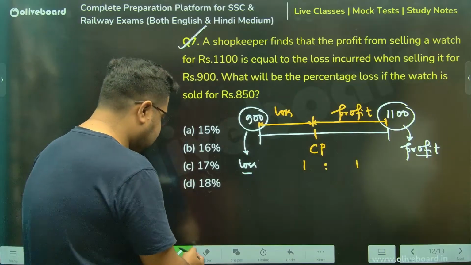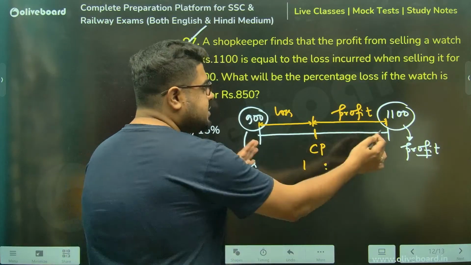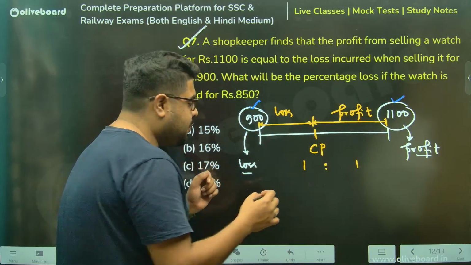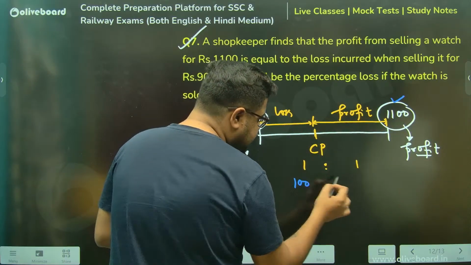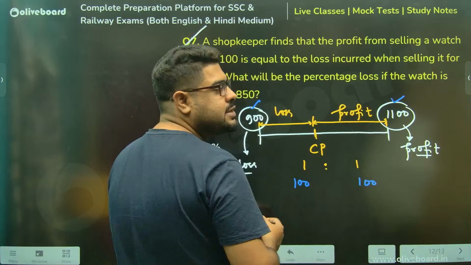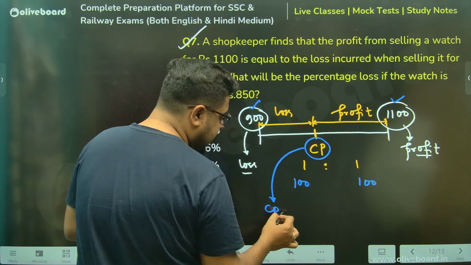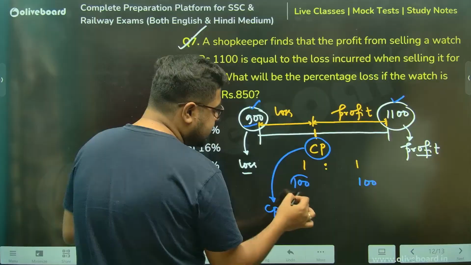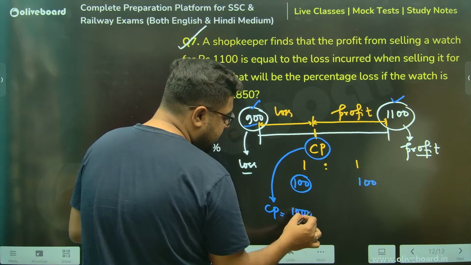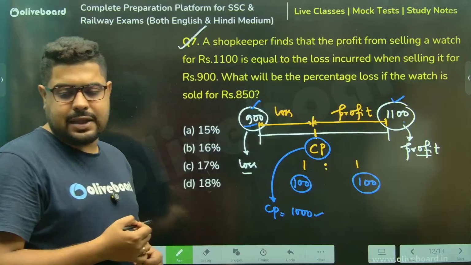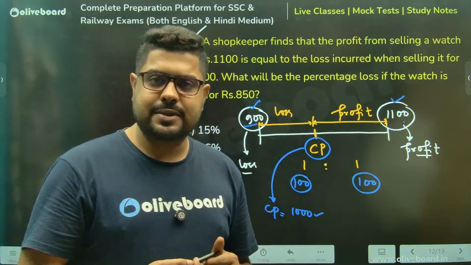Now, what is the total difference between 900 and 1100? Total is 200. So 1:1, meaning this is 100 rupees, this is 100 rupees. So my CP I can calculate from here. Either I'll do 900 plus this loss, that is 1000, or I'll do 1100 minus this profit, that is 1000. Both will give you the same answer.